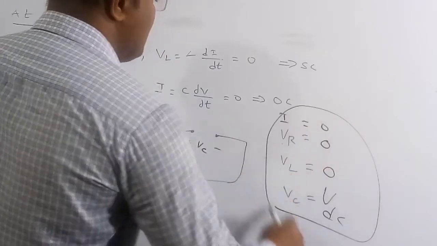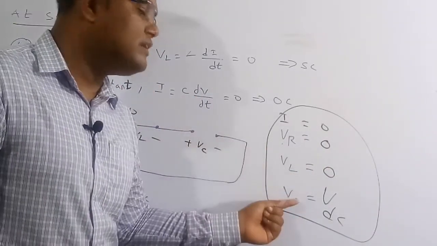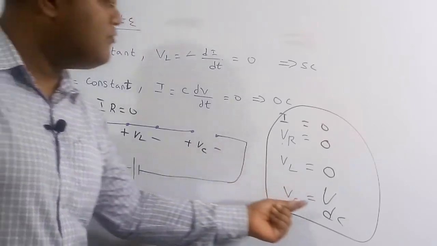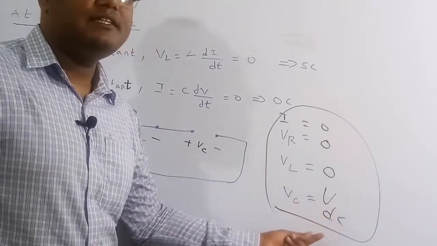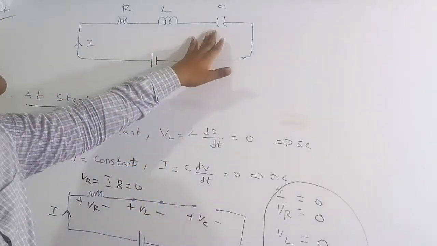So finally, we have concluded that at steady state in a series RLC circuit, the voltage across the capacitor will have the DC voltage, meaning the applied DC voltage purely goes across the capacitor at steady state. So now we are going to solve the fifth question.